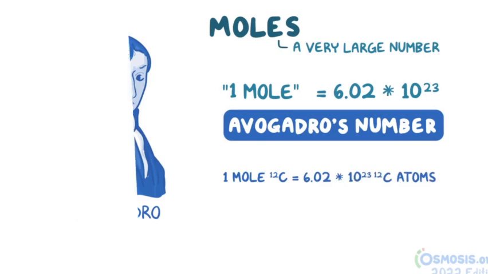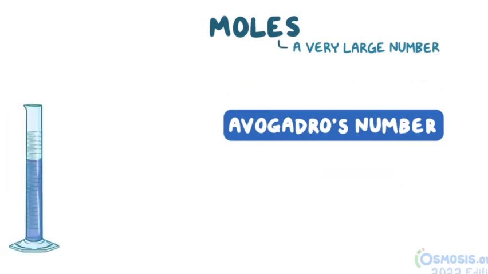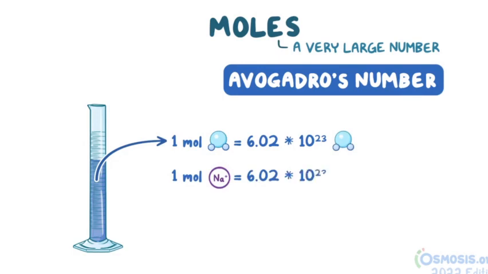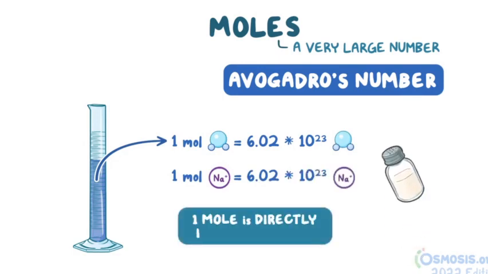Like any counting unit, Avogadro's number can be used with any object. So 1 mole of water molecules is equal to 6.02 times 10 to the 23rd water molecules. 1 mole of sodium ions is equal to 6.02 times 10 to the 23rd sodium ions. And it turns out that the value of 1 mole is directly related to the definition of 1 atomic mass unit.